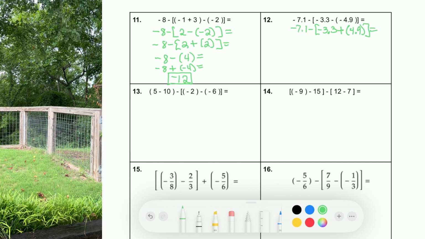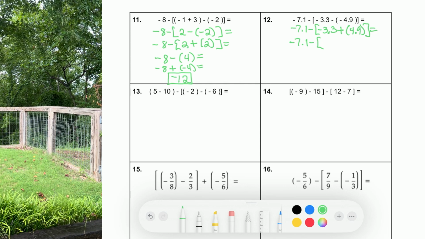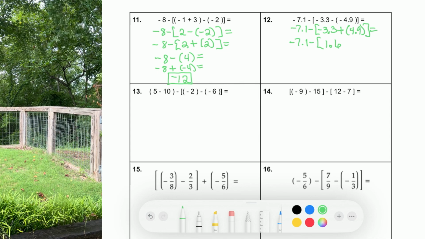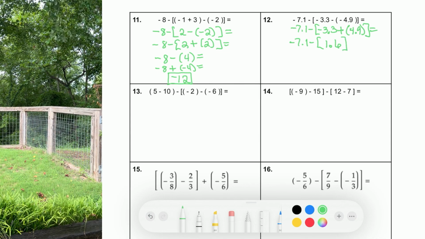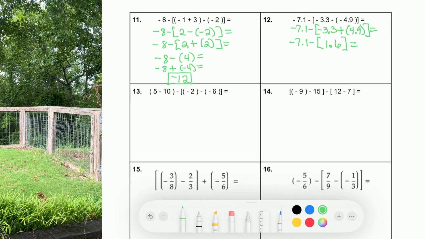Made a big difference. All right, so now I'm going to rewrite the first part again. -3.3 plus 4.9. Those are two different signs, which means we need to take the difference, which is 1.6. Keep the sign of the larger, which is the 4.9, so we have a positive number.